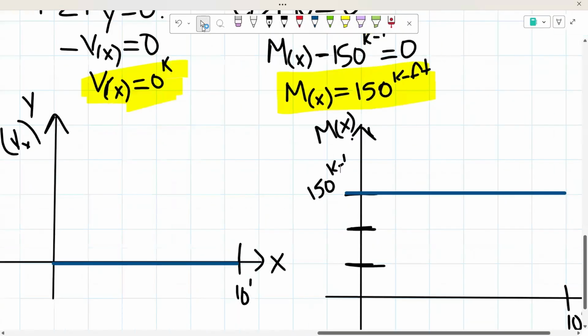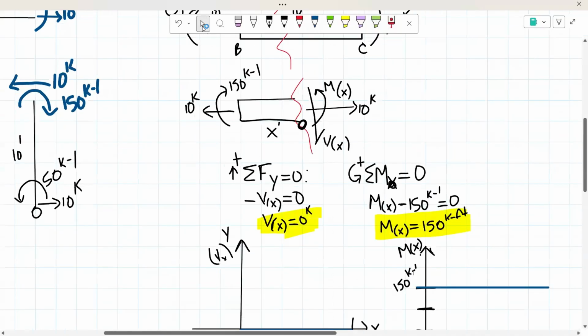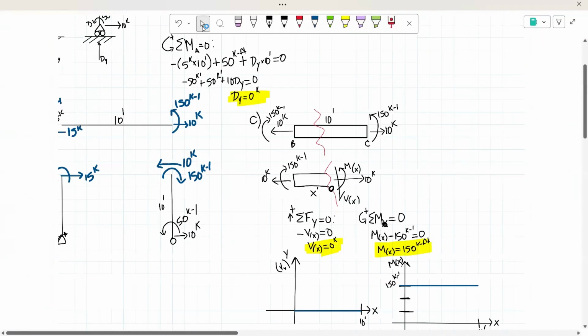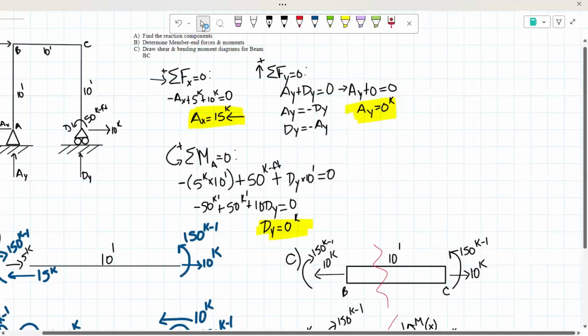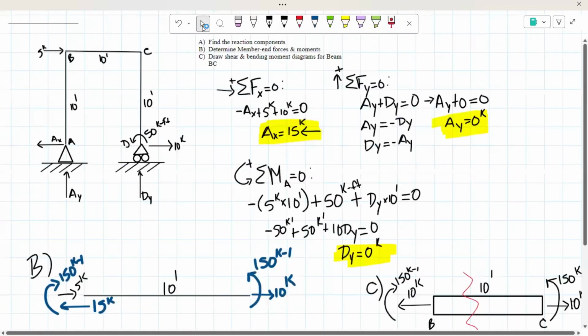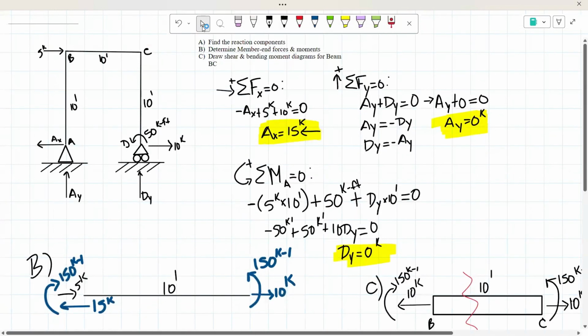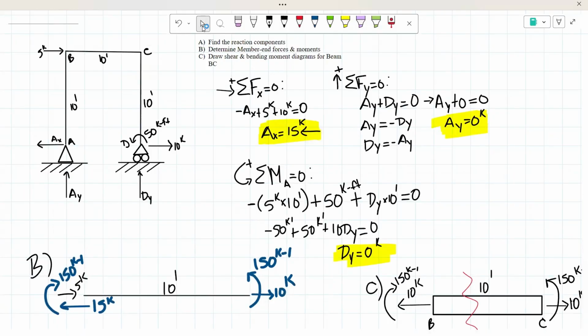And just like that, we were able to solve for the 3 parts of this structures example that I made. So remember in this example, we worked with finding the reaction components, determining member end forces and moments, and drawing the shear and bending moment diagrams for the beam BC.